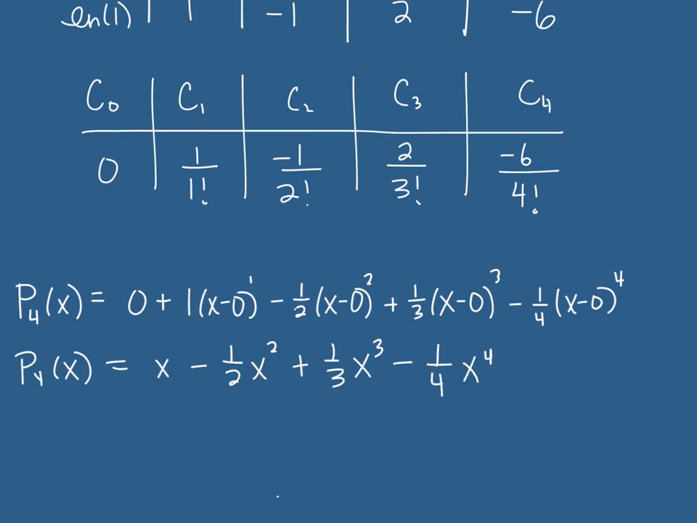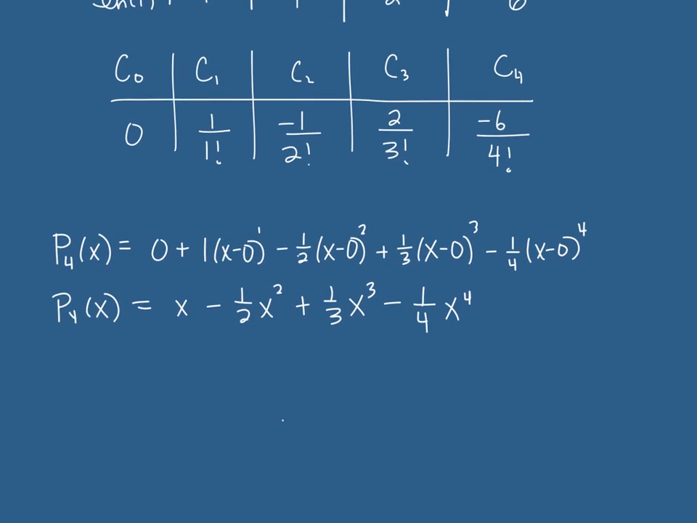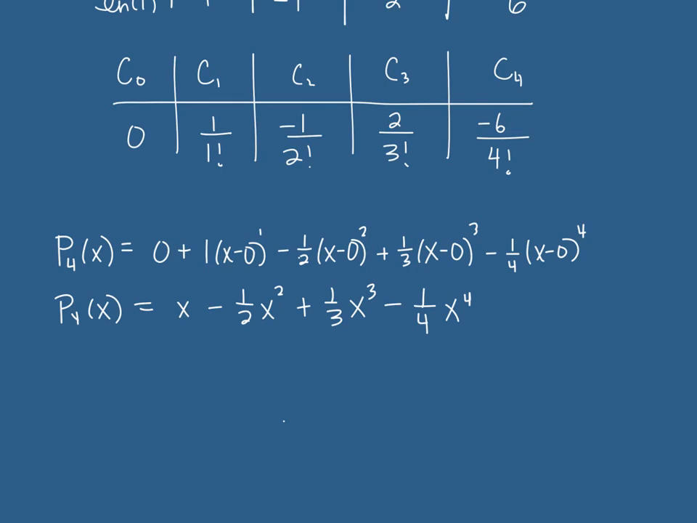That fourth order polynomial will resemble the natural log of 1 plus x within a certain interval of convergence, where those two will be the same. The longer you make the polynomial, the more they will overlap and be accurate with each other.